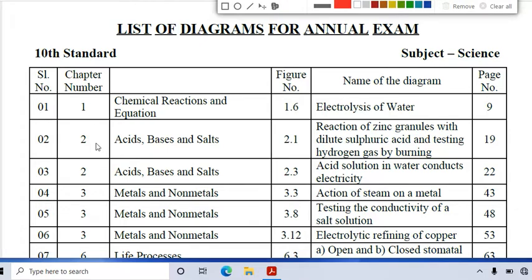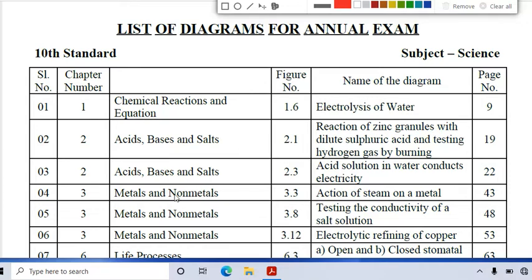Our next topic is chapter number 2, acid, bases and salt. From this you have to practice figure number 2.1, and the name of the diagram is reaction of zinc granules with dilute sulfuric acid and testing hydrogen gas by burning. This diagram is very important. Many times this is asked in the board exam.